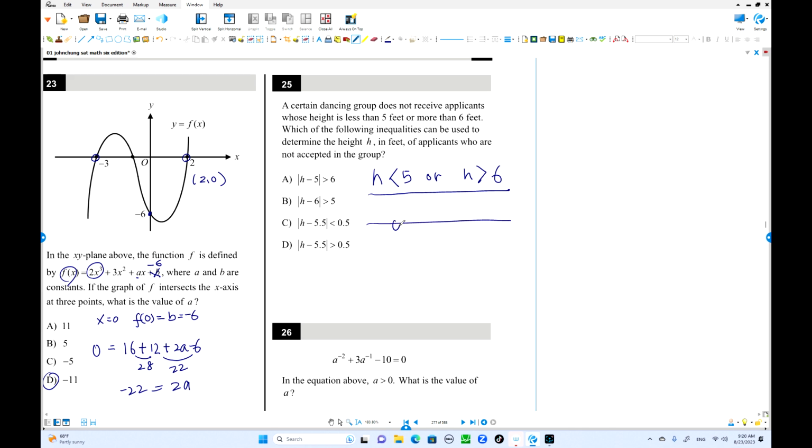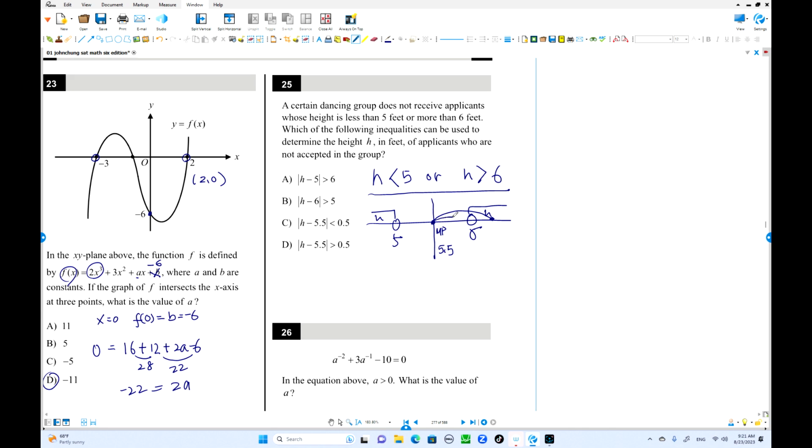This looks like this one. 5, 6, they are not going to accept it. This is height over here. The first step is to find the midpoint. The midpoint of 5 and 6: 5 plus 6 divided by 2 is 5.5. From here to the endpoint, this is the endpoint to h, so outside of 6.